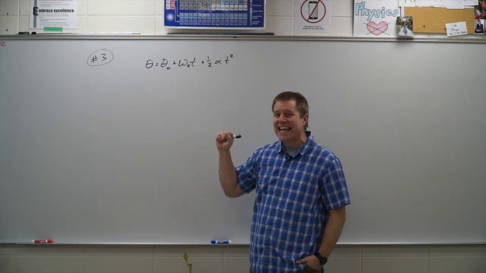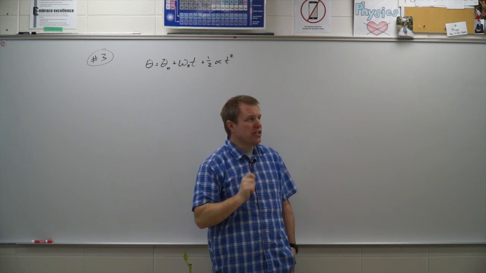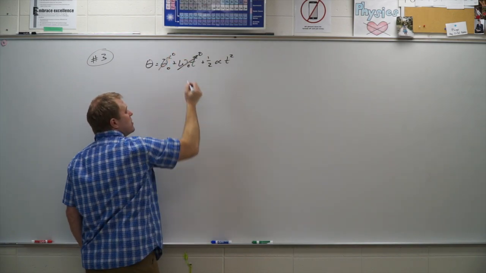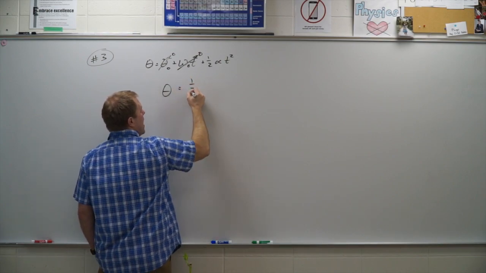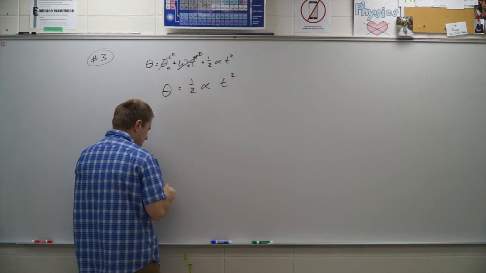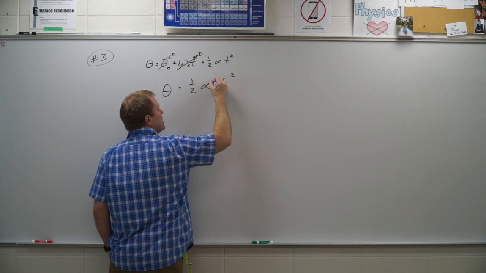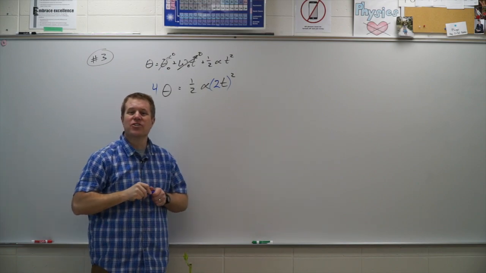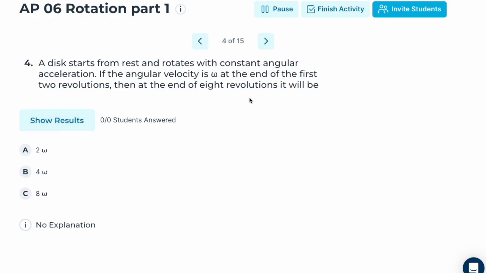It tells us it's a constant angular acceleration. That means we can use our 4 equations. I chose to use equation number 2 here. It starts at rest, and I'm going to choose theta naught to be 0. So my relationship between the amount it turns, the angular acceleration, and the time is this. If we double the time, what happens to the amount it turns? 2 squared, that's 4 times the theta, so your answer is B. Correct answer, 4 revolutions.